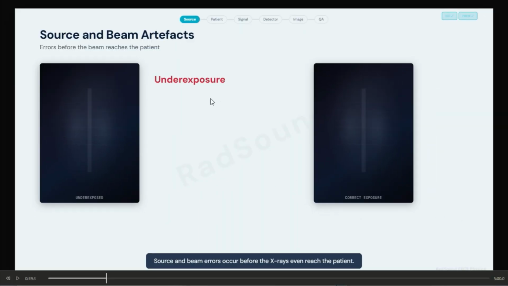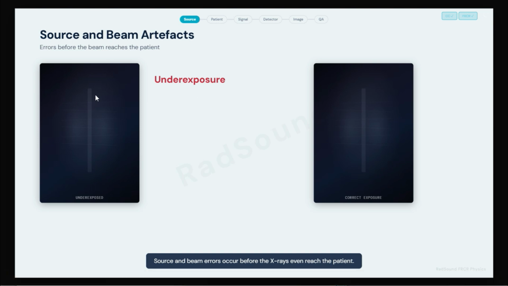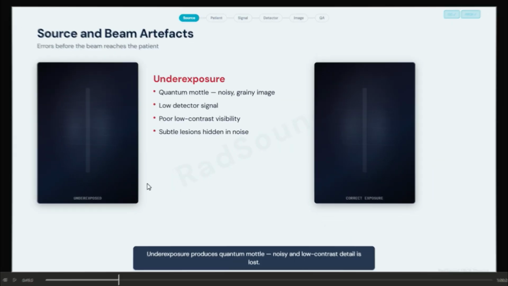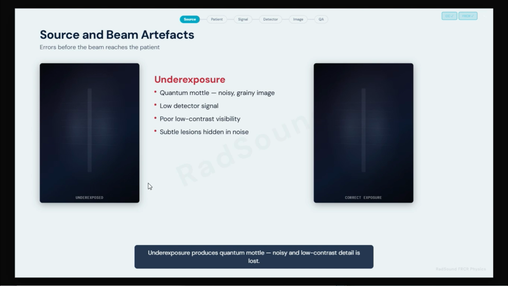We can have underexposure. In underexposure, the appearance will be a grainy, noisy image with poor or low contrast visibility. Any subtle lesions hidden in noise cannot be seen. Insufficient mAs could be the possible cause, because the body part is very large and the mA is very low. Or kVp is too low for the exposure, so the beam would be less intense and the quality of the beam would be less. Underexposure gives an image that is noisy and grainy. We cannot make a diagnosis. So in such a situation, how can we prevent it?